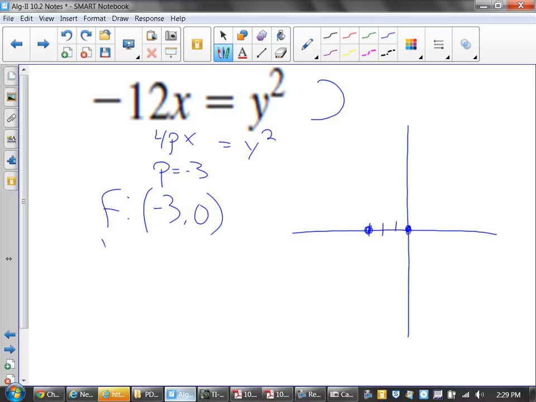I also now know that my directrix is going to be at the opposite of -3. What's the opposite of -3? +3. And it's going to be x equals 3.